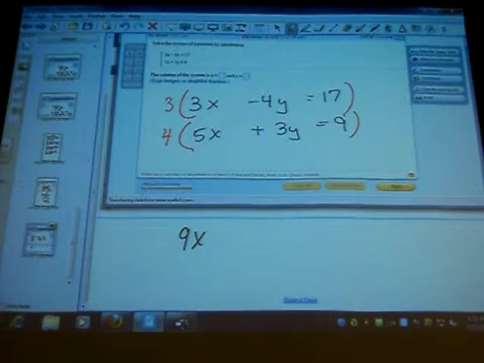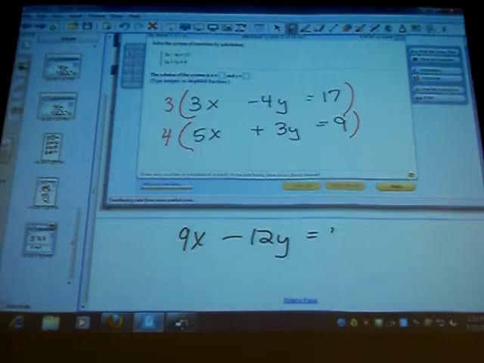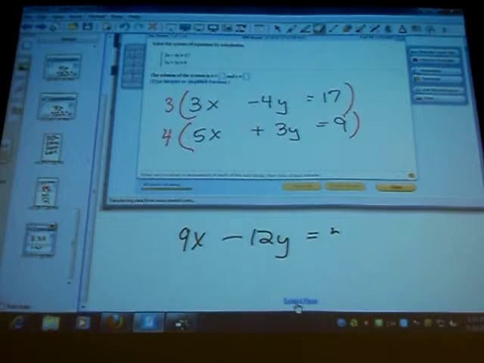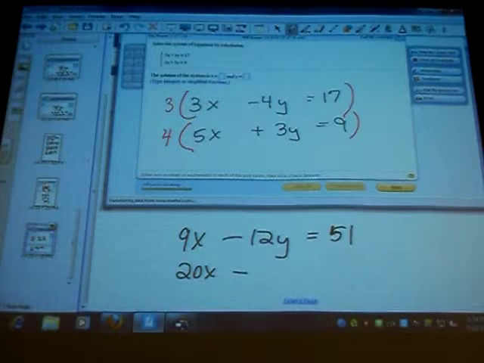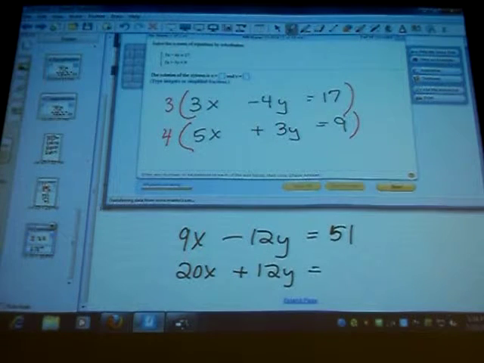My first equation I multiply by 3 and it becomes 9x minus 12y equals, what was it, you guys? 51. Yeah. My second equation I multiply by 4, I get 20x plus 12y equals 36.